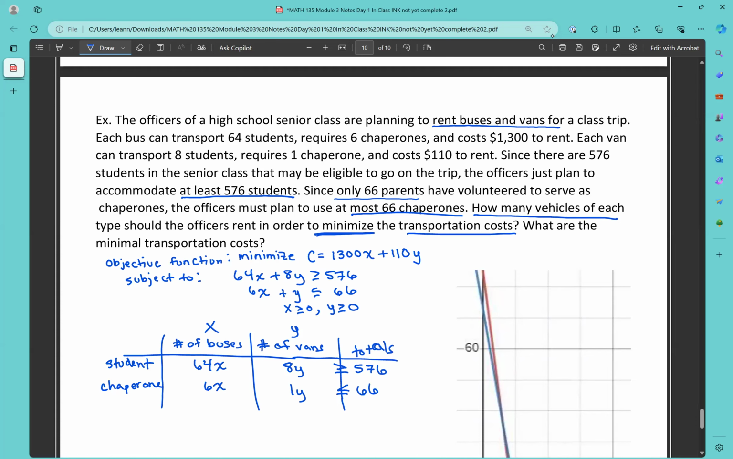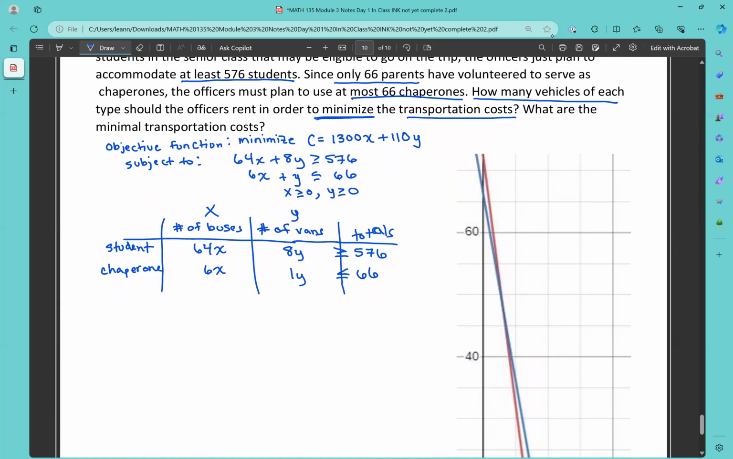So that was what I needed from you for the class participation. So that's the correct objective function and what we're doing with it, which is minimizing. And then this is the restrictions that they have to follow. So now we're going to look at how to actually solve this problem.